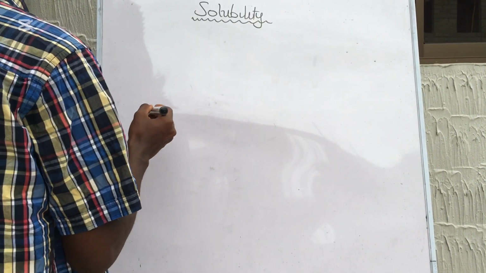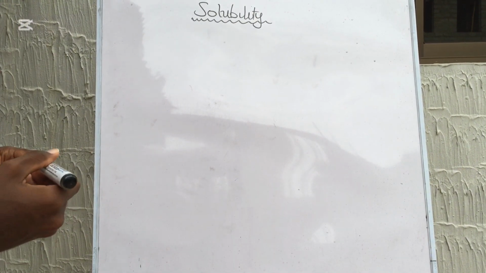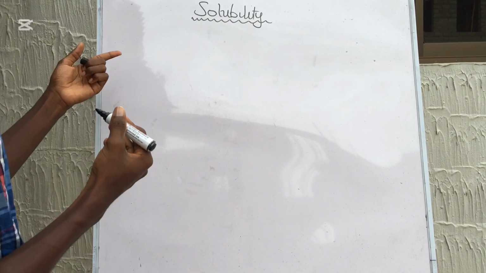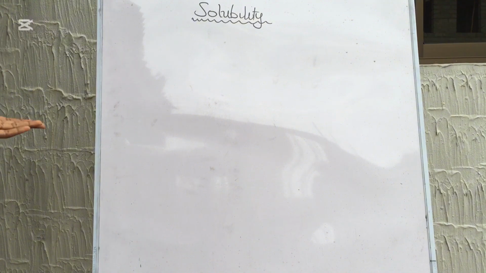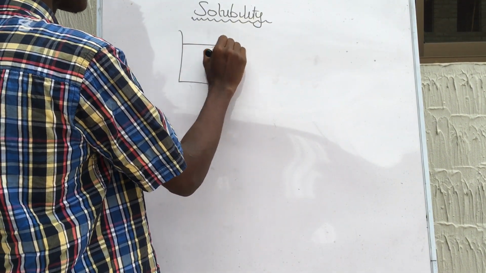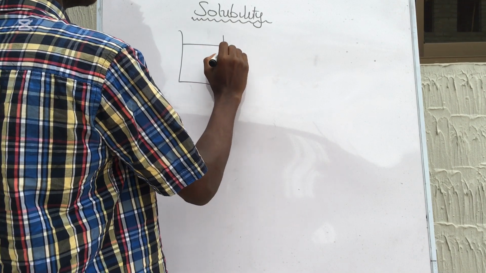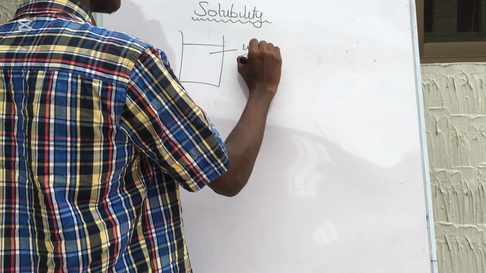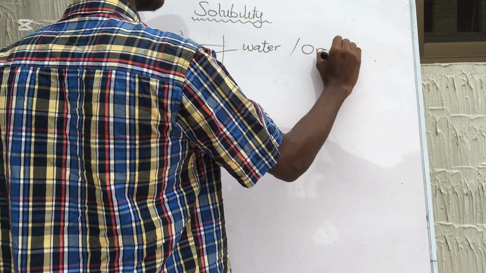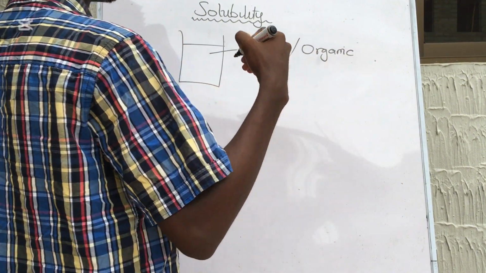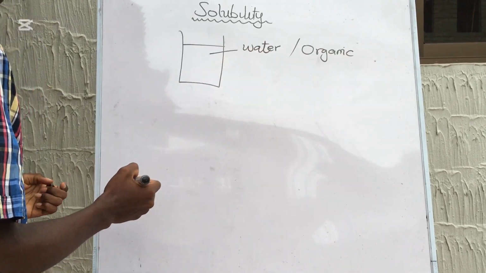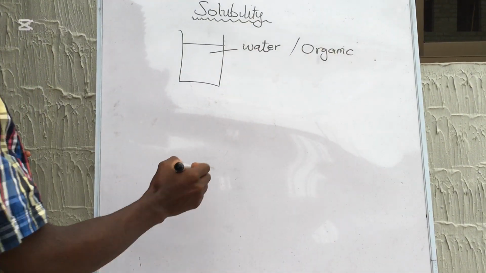When we are talking about solubility, it is the maximum amount of substance, expressed in grams, that can be dissolved in a specific solvent. Your solvent can be water, or it can be an organic solvent such as chloroform.